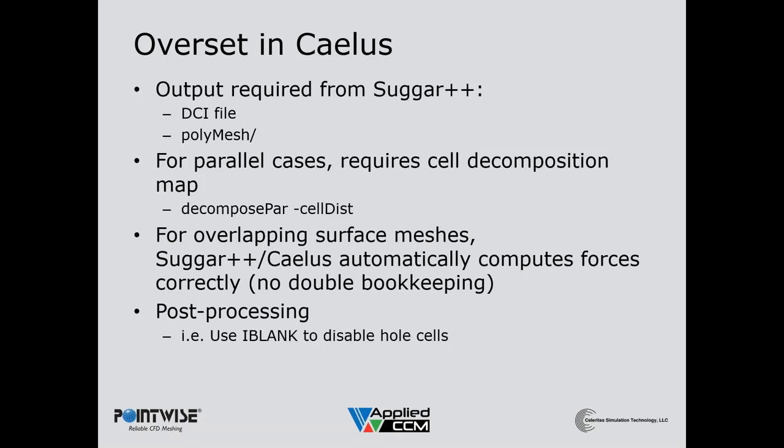For overlapping surface meshes, Suggar++ and Caelus will automatically compute the forces correctly on the bodies. You don't need to worry about any sort of double or triple or quadruple counting on the body. That's all taken care of under the hood. So just be assured that the forces you're going to get should be correct, at least within the solution code that you've generated.